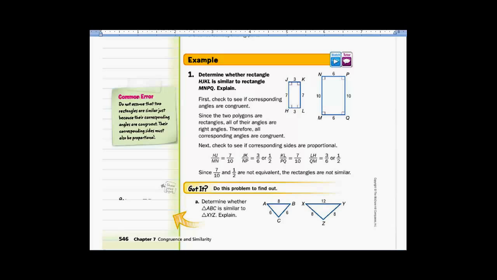Okay, back with me. It says determine whether triangle ABC is similar to triangle XYZ and explain. Oh, we know how you love to explain. So let's compare sides. Small is to big, big is to small, however you want to do it. Just keep it straight. 8 is to 12 as what? You could pick any of them. 6 is to 8. Let's just try cross products here. 8 is to 12 as 6 is to 8. That's 64. 6 times 12, 72. Those are not equal.